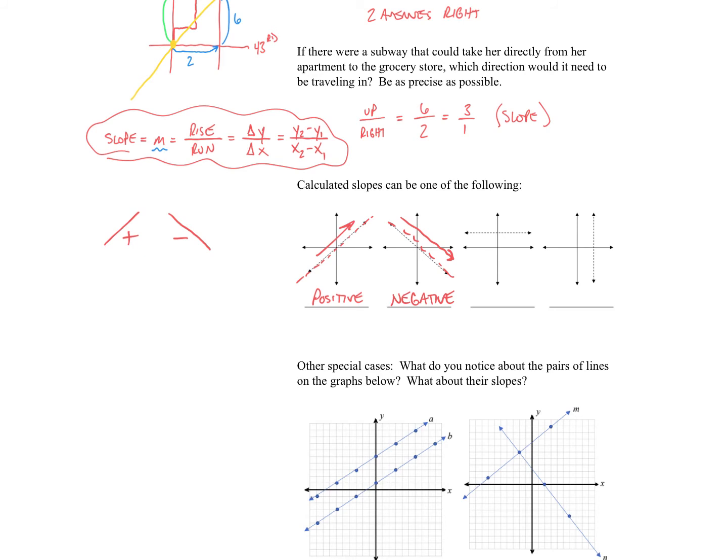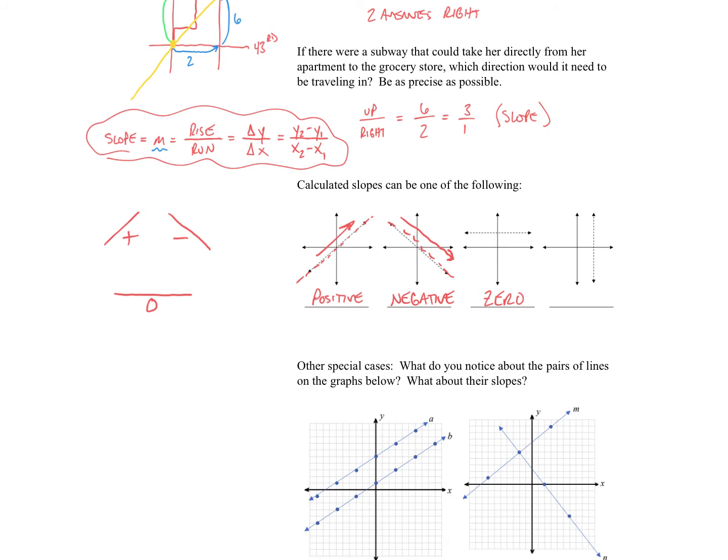So this is a situation where the slope of our line is 0 because it's not changing at all as we go from left to right. It's always the same, so there is no slope. All right. So a 0 slope line is completely horizontal.